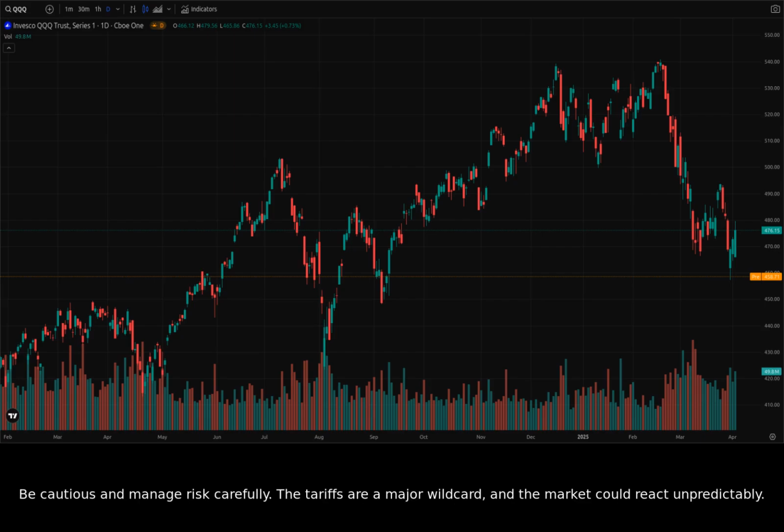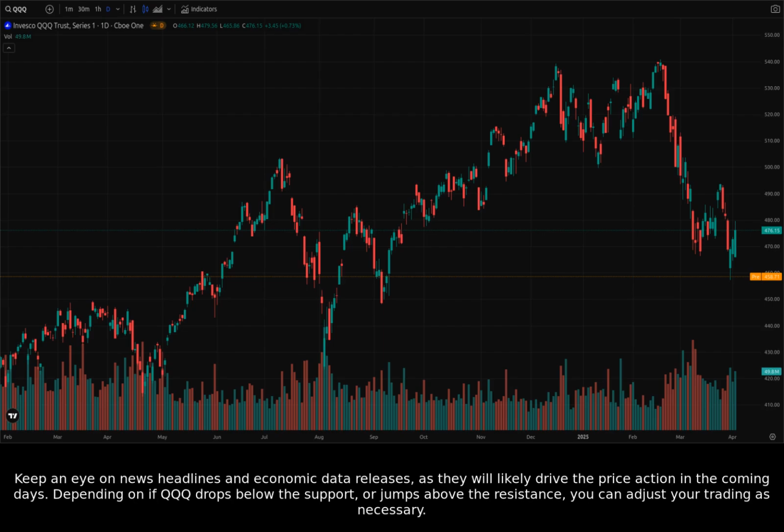Be cautious and manage risk carefully. The tariffs are a major wild card, and the market could react unpredictably. Keep an eye on news headlines and economic data releases, as they will likely drive the price action in the coming days. Depending on if QQQ drops below the support or jumps above the resistance, you can adjust your trading as necessary.